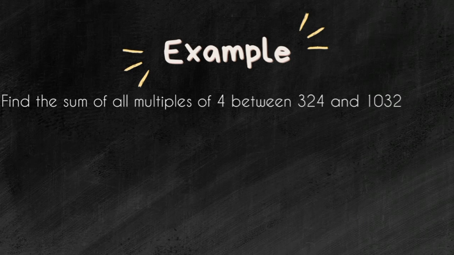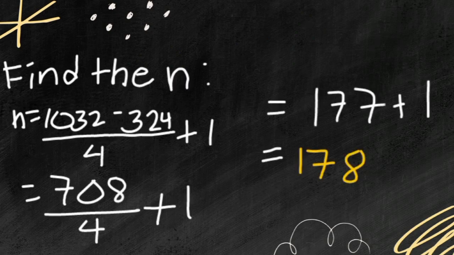Find the sum of all multiples of 4 between 324 and 1032. First is to find the n, or the number of terms. To find the number of terms, you have to subtract the first term from the last term, which is 1032 minus 324, divided by the common difference or multiples, which is 4, and add 1.